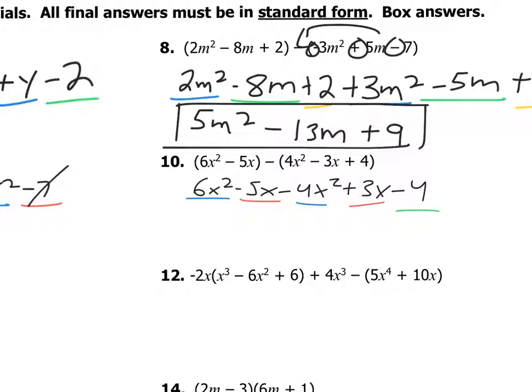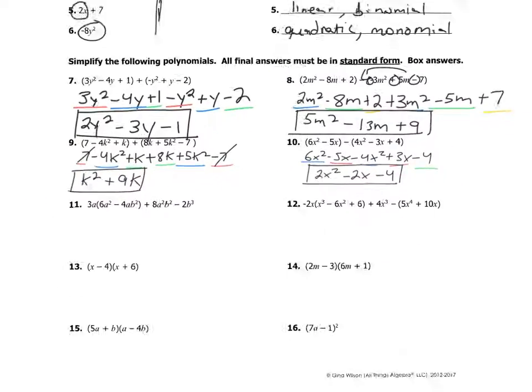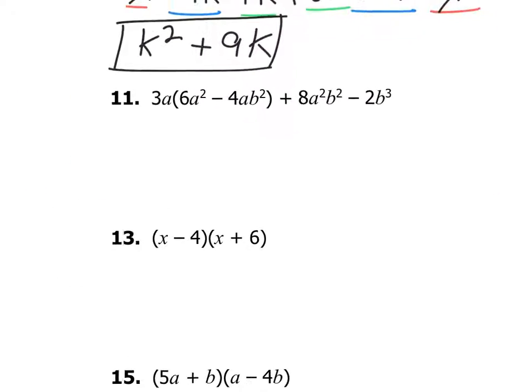So 6x squared, I'm sorry, 6x squared minus 4x squared would be 2x squared. Then negative 5x plus 3x would be negative 2x. And then we just have negative 4. That would be your answer. That's it. That's already in standard form as well.